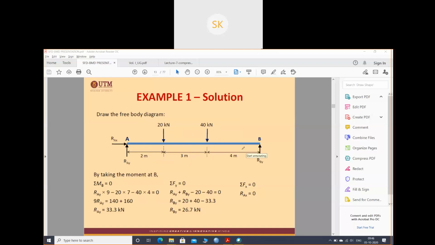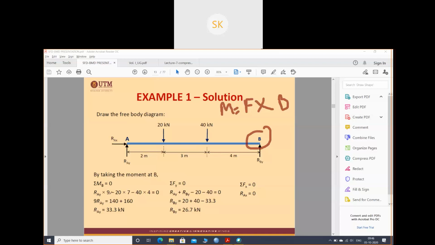at distances of 2 meter, 3 meter, and 4 meter. So first, I'm taking the moment at B. What will be the first reaction? RAY into, I know moment is nothing but force into distance, right? And I need the moment about point B. So RAY into this will be the force, and these will be the distances 2, 3 and 4.